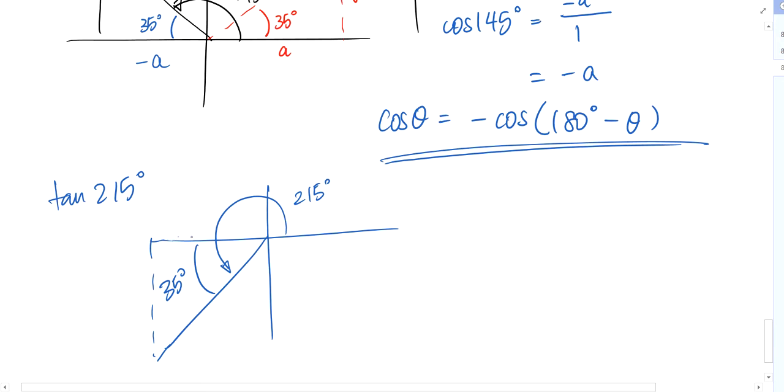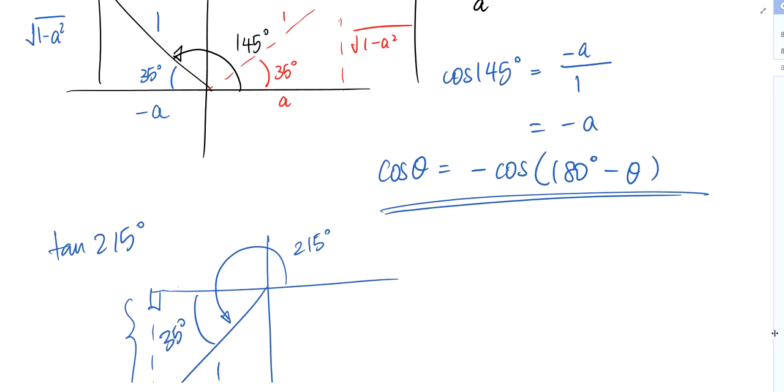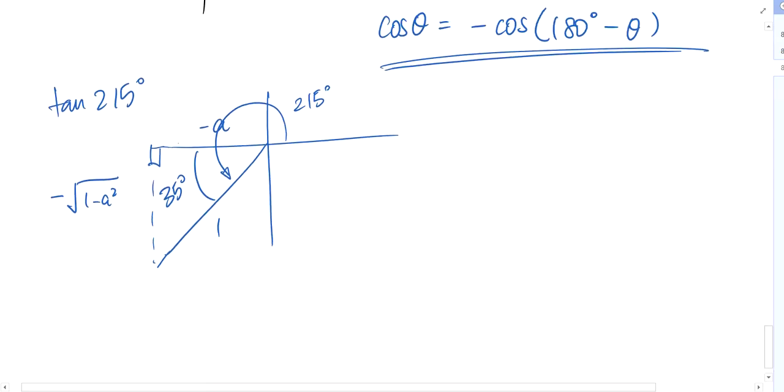What is the radius for this triangle? Still 1. What is the magnitude of this value over here? I asked for magnitude, so you're supposed to tell me square root 1 minus a squared. Then I'll ask you the sign, you will say it's negative. Okay? What about the x value? Negative a.